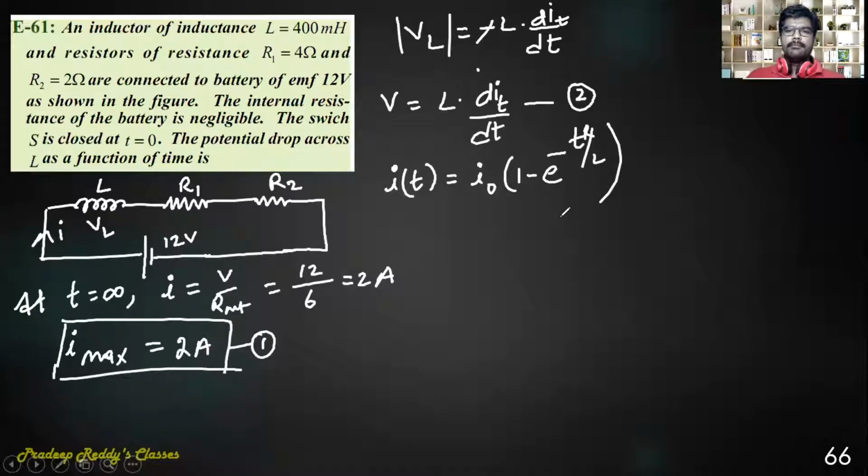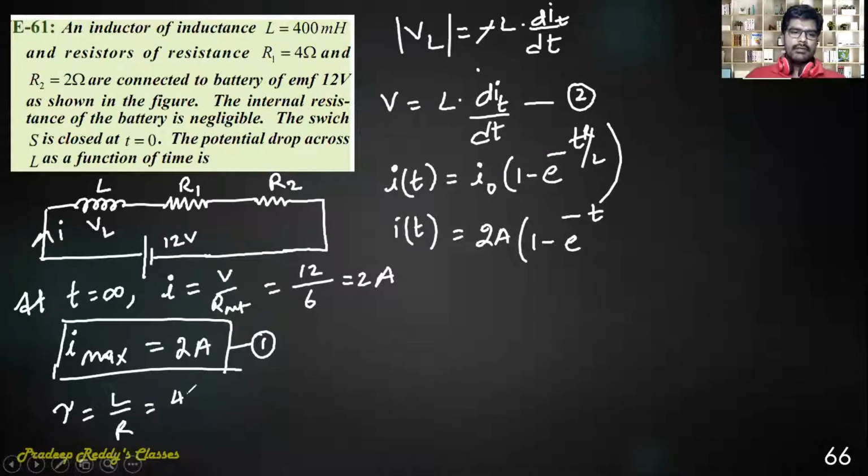Okay. Now I of t is equal to I naught, however, we know it is calculated as 2 ampere. This is 2 ampere into 1 minus e power minus t divided by tau. I need to calculate tau. Tau is equal to L divided by R. L is equal to 400 millihenry divided by net resistance of these two. It is 6 ohm.